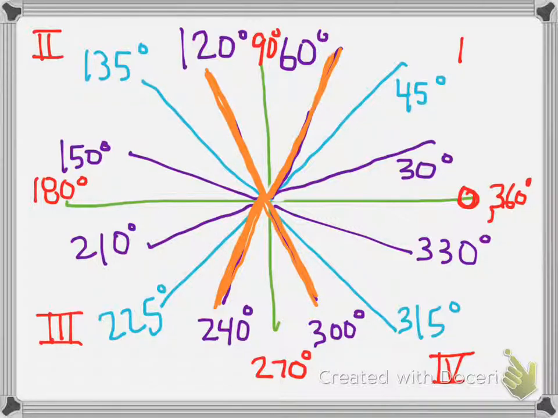The 60 degrees are 60 degrees away from the x-axis. They're all orange. 60 degrees. 120 is 60 degrees from 180. 240 is 60 degrees from 180. 360 are 60 degrees away.